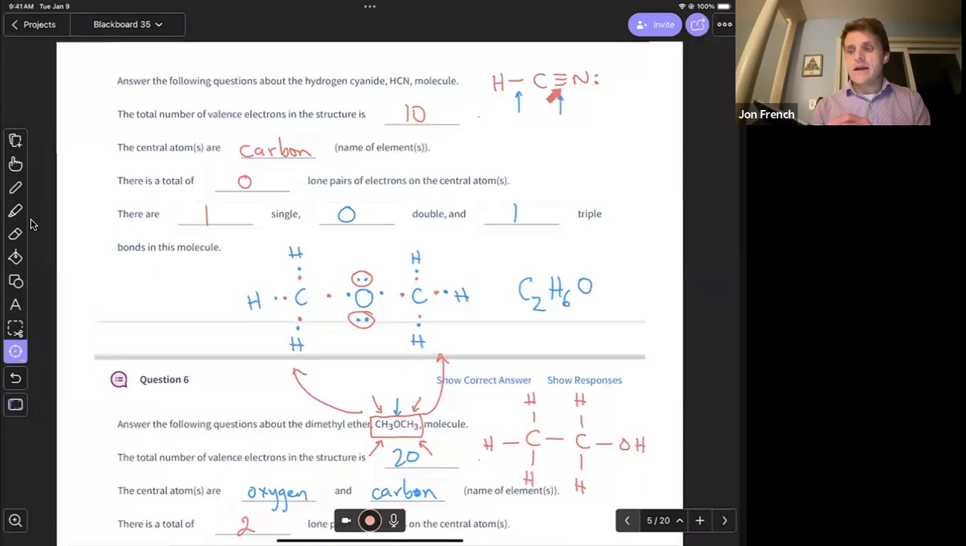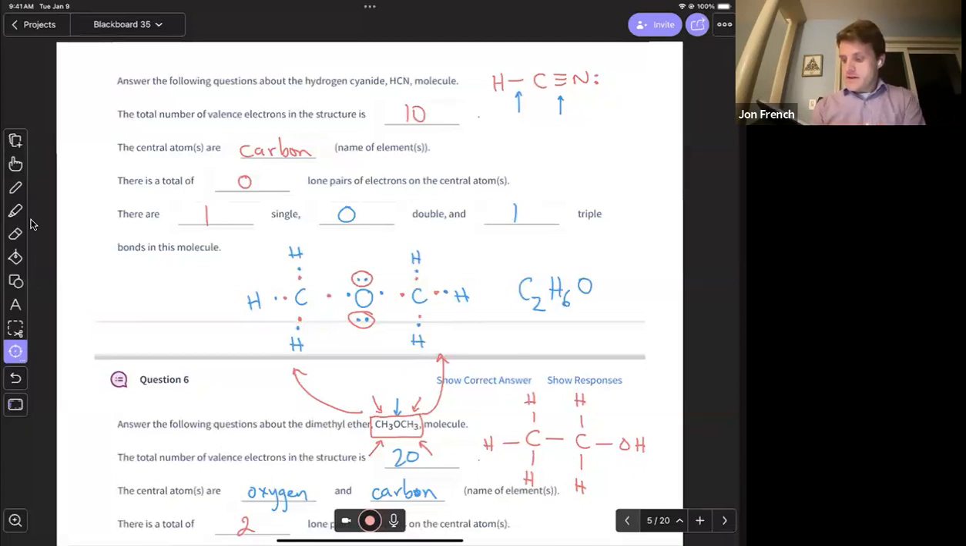And in the cyanide, a single bond is just one bond, a double bond would be two bonds, and a triple bond is three bonds. So they're showing three bonds between carbon and nitrogen. That's how we know it's a triple bond in question 5.